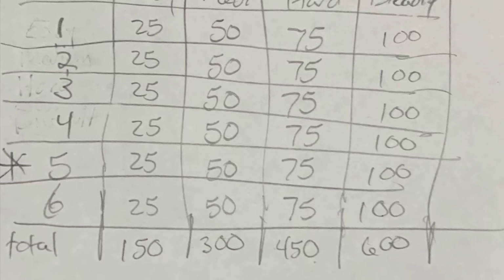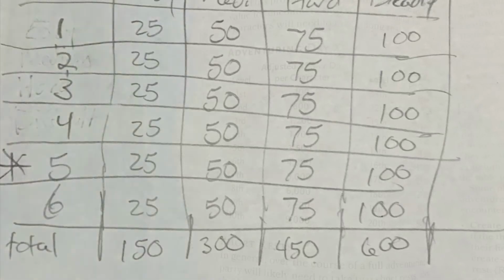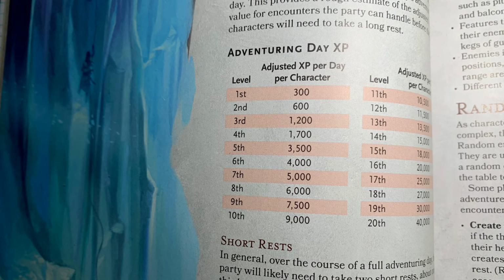Now here comes some more math on page 84 with Adventuring Day XP. We're not going to go through and chart it and all of that. I've done it enough that I can tell you that at first level the total adventuring day should equal 300 per character. So that's an average of 6 medium encounters.